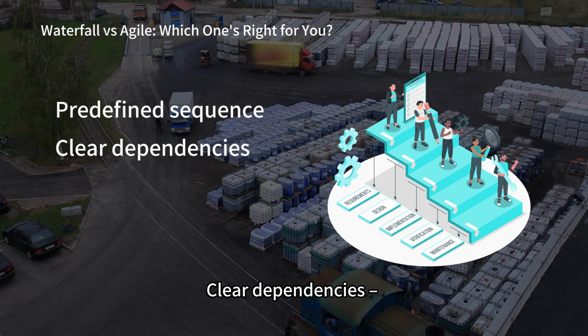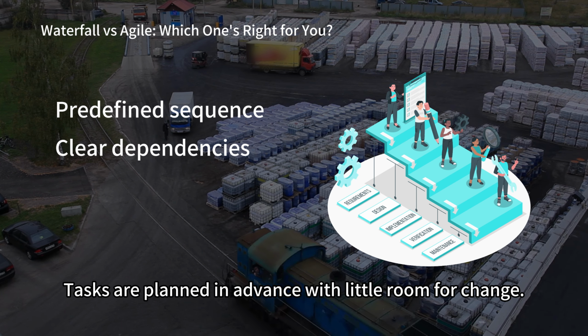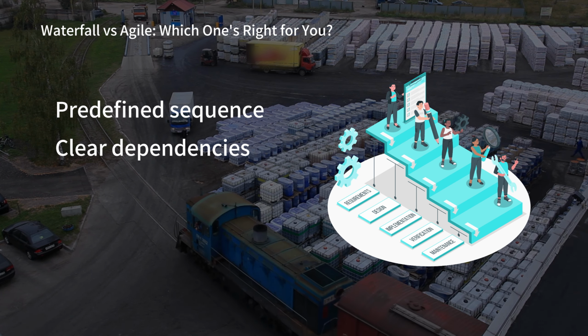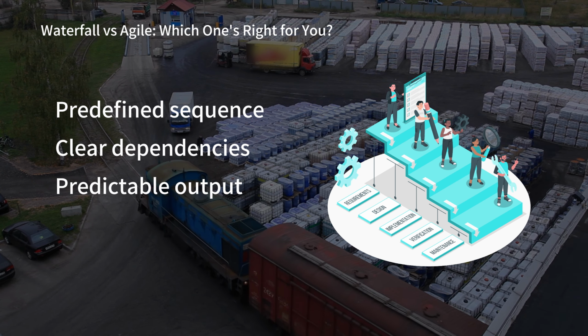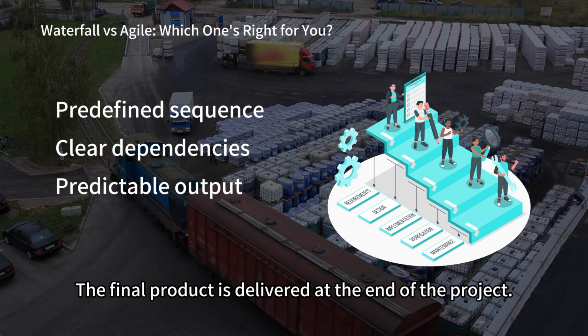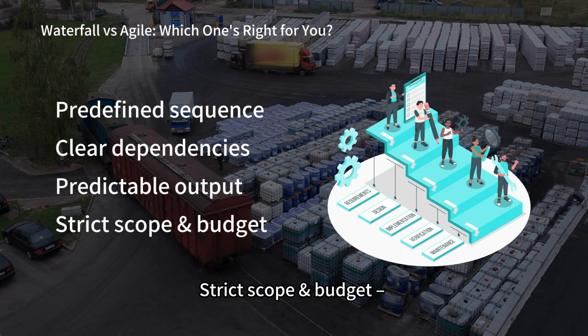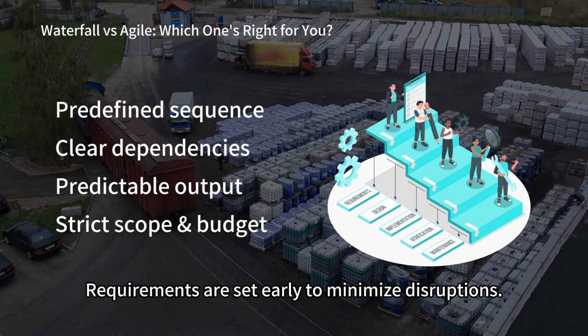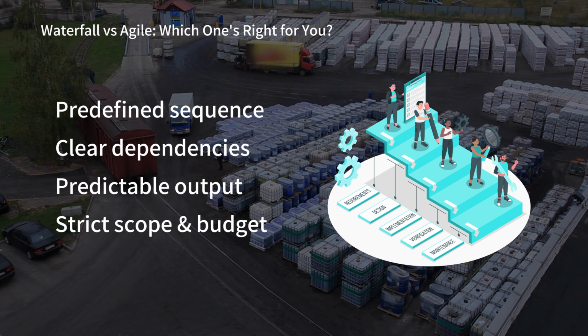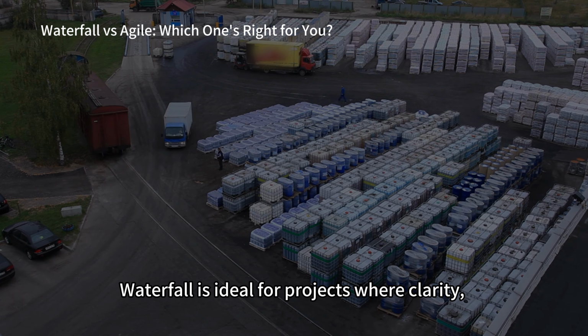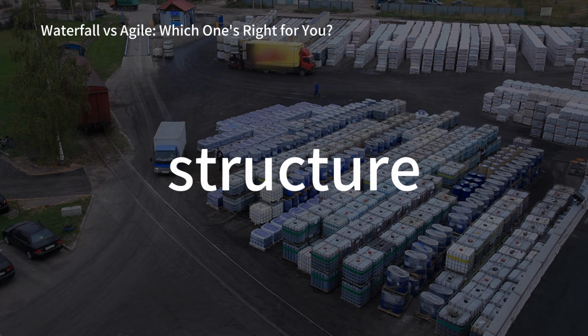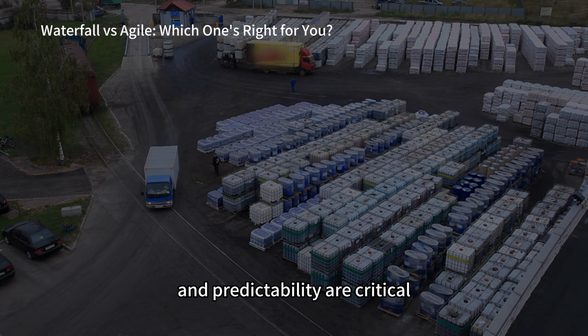Clear dependencies. Tasks are planned in advance with little room for change. Predictable output. The final product is delivered at the end of the project. Strict scope and budget. Requirements are set early to minimize disruptions. Waterfall is ideal for projects where clarity, structure, and predictability are critical.